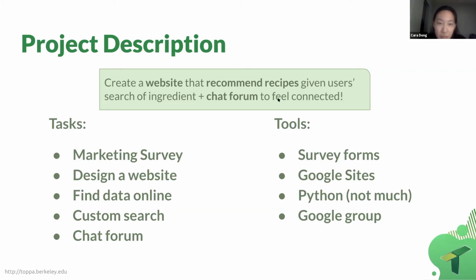And on the right side are some of the tools that we have to use. First of all, the survey forms for the marketing surveys. And we will be mainly using Google Sites while we design the website, which is a pretty convenient tool. And then we will be using a little bit of Python coding, which is not really much. So if you have any experience related to Python, that would be great. And then lastly, we will use Google Groups to track our users' data. Next, please.